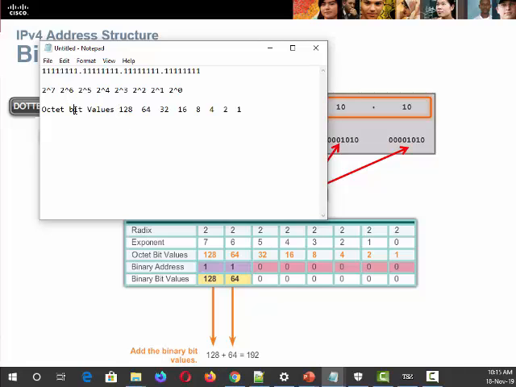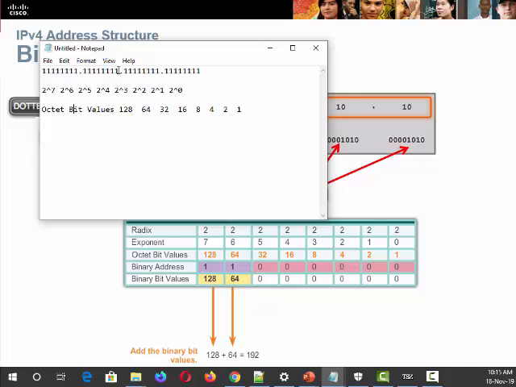Okay. So that is how they are. Inside the second octet too, they are like that. This first one is 128, this second one is 64, the third one is 32, the fourth one is 16, and so on until you get to this place.